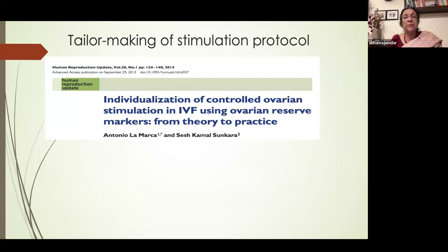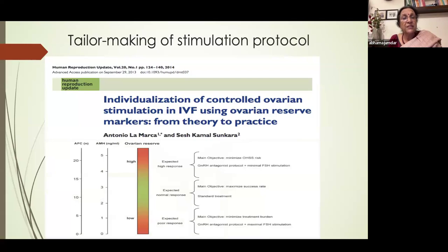But once AMH became available, AFC and AMH became important markers for individualization of controlled ovarian stimulation. And what we see is that if the ovarian reserve is high, we expect a high response. Main objective is to minimize.